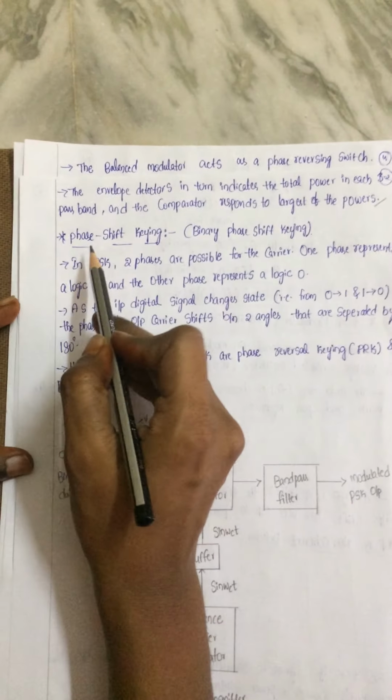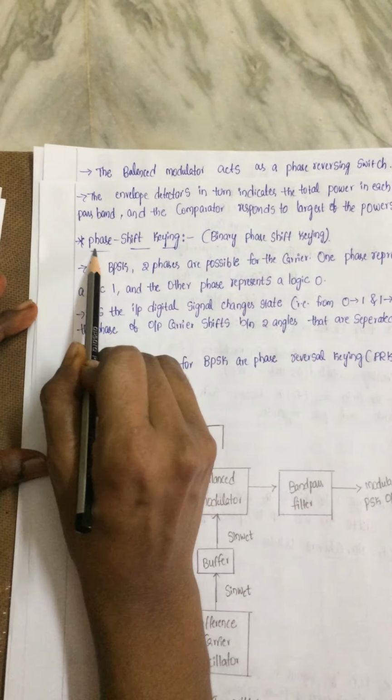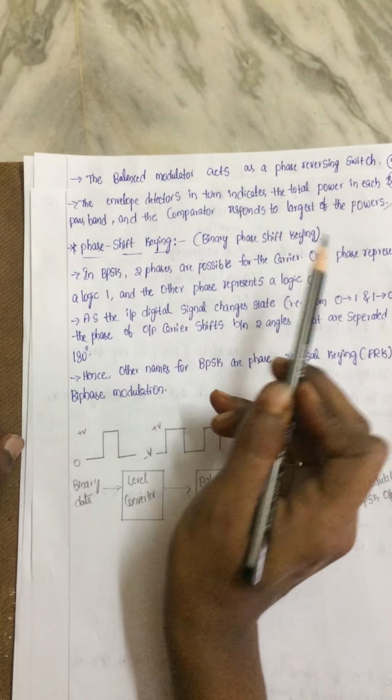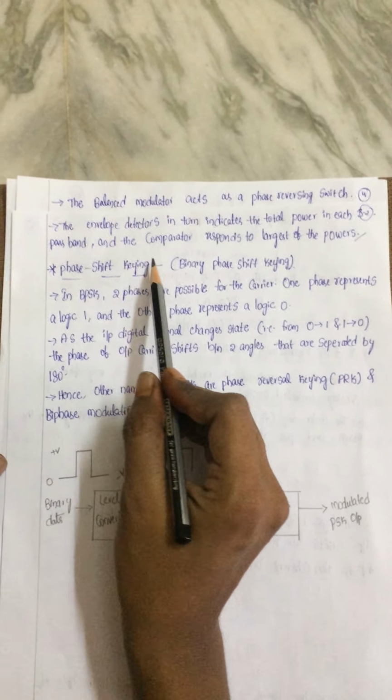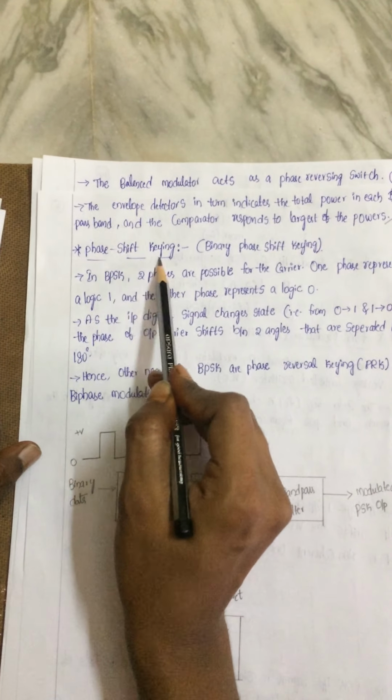Now we'll see the last one, that is PSK. We can call it binary phase shift keying. BPSK, PSK both are same. First we have seen ASK where amplitude is changing. Second we have seen FSK where frequency is changed. Now we'll see PSK, where phase has to be changed.